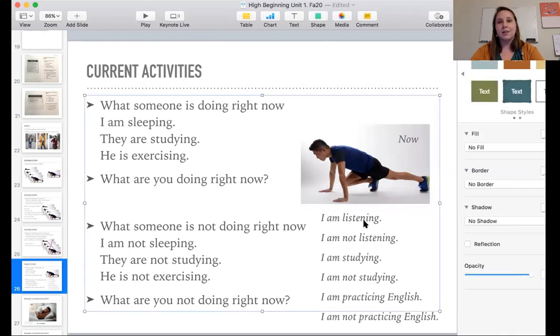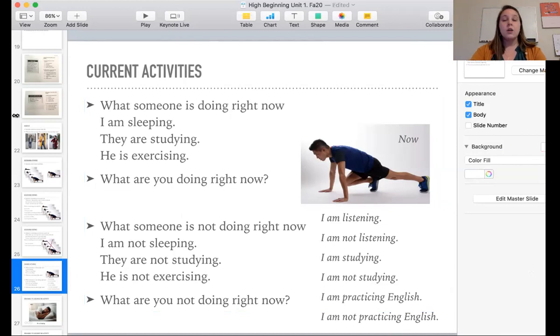So repeat after me. I am listening. I am not listening. I am studying. I am not studying. I am practicing English. I am not practicing English. Okay, good. So these are things that are happening right now. Either you are doing something, I am listening, or you are not doing something, I am not listening.